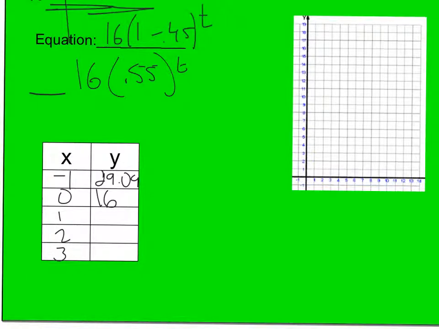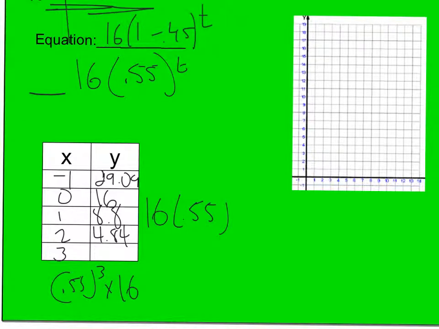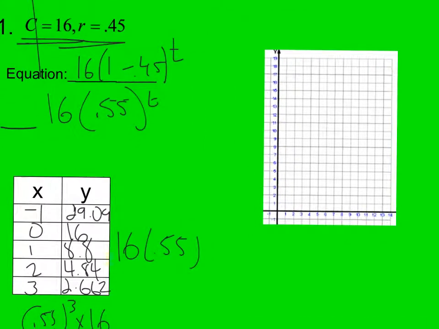At 1, this ends up being 16 just times 0.55. So that's going to be 8.8. Okay, 0.55 squared, to the second power, times 16 is going to be 4.84. And this last one, remember, all I'm doing is taking 0.55 raised to the power. So here I'll take it to the third and then multiply it by 16. So this becomes 2.662.